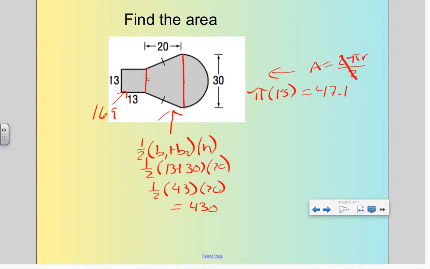So that's going to give us 47.1. Now we're going to add the rest of our basic figures here. And we have 169. So we get a grand total of 646.1 units squared. Like I said, pretty straightforward. You just have to recognize your shapes and use the formulas that we've already defined earlier in this chapter.